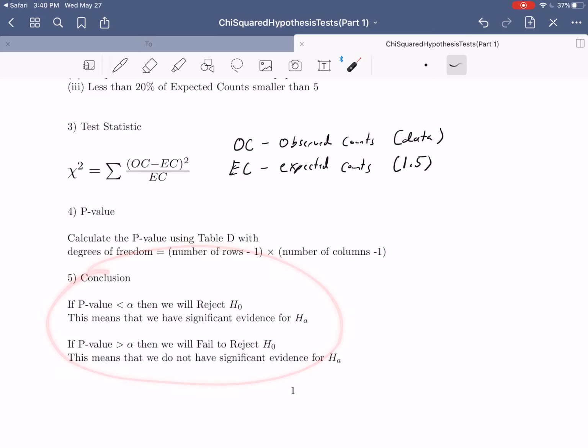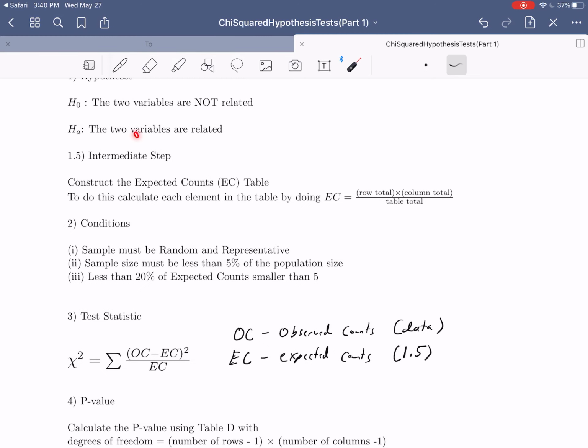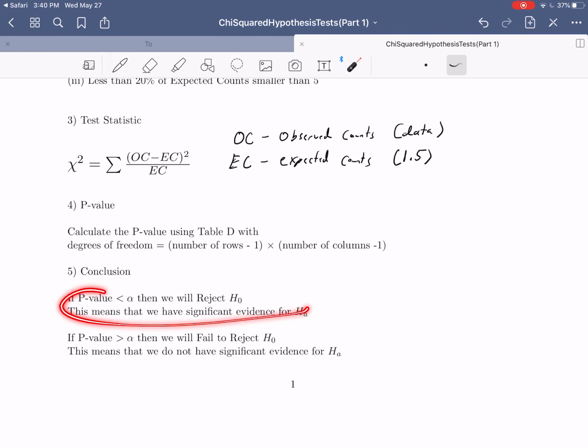Step 5, the conclusion, is always the same for every hypothesis test we cover in this class. If the p-value is smaller than alpha, we reject H0, which means we have significant evidence for our claim. Because the claim is already preset, if we reject H0 in a chi-squared test for independence and homogeneity, that means we have significant evidence that the variables are related. When the p-value is larger than alpha, we fail to reject H0, as always, which means we do not have evidence for our claim. Because the claim is preset in this type of test, that means we will not have evidence that the variables are related.